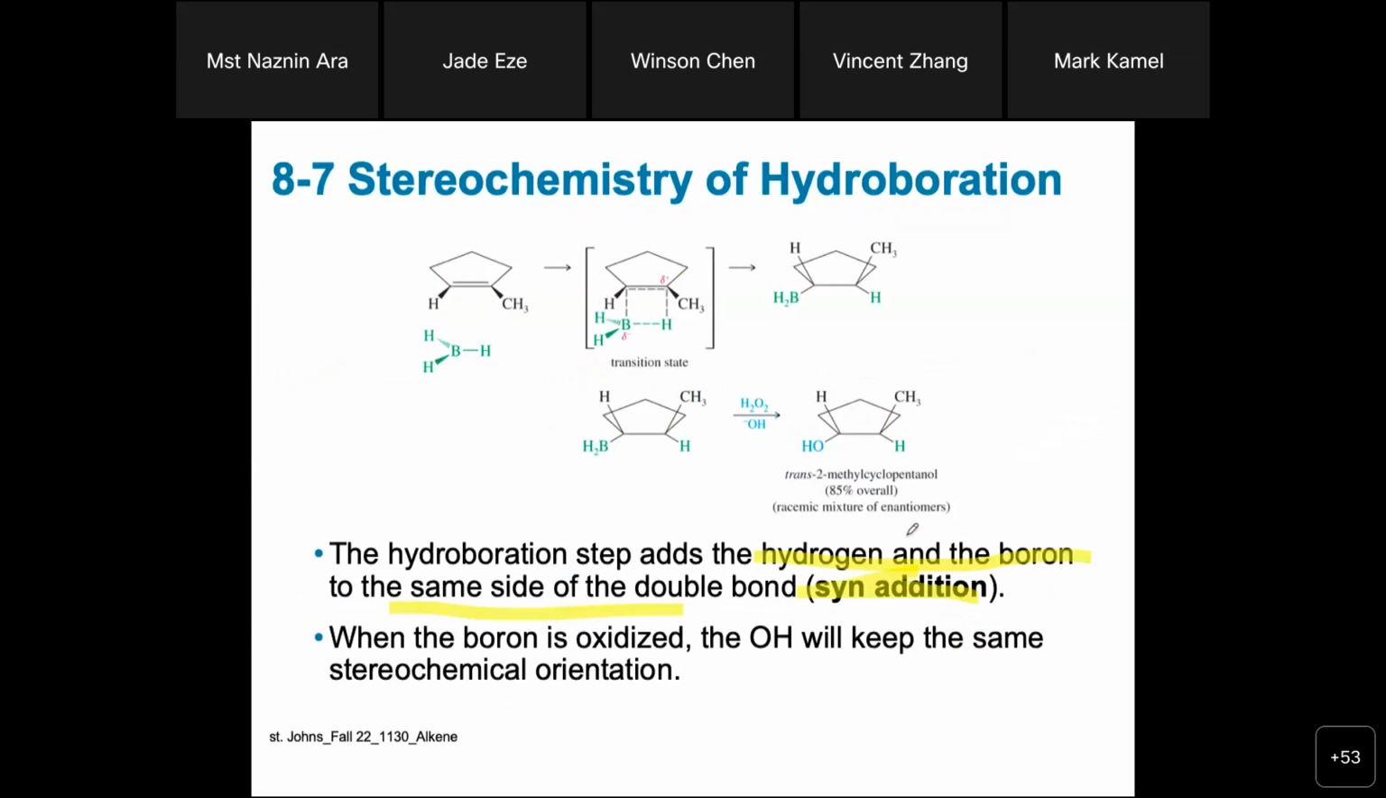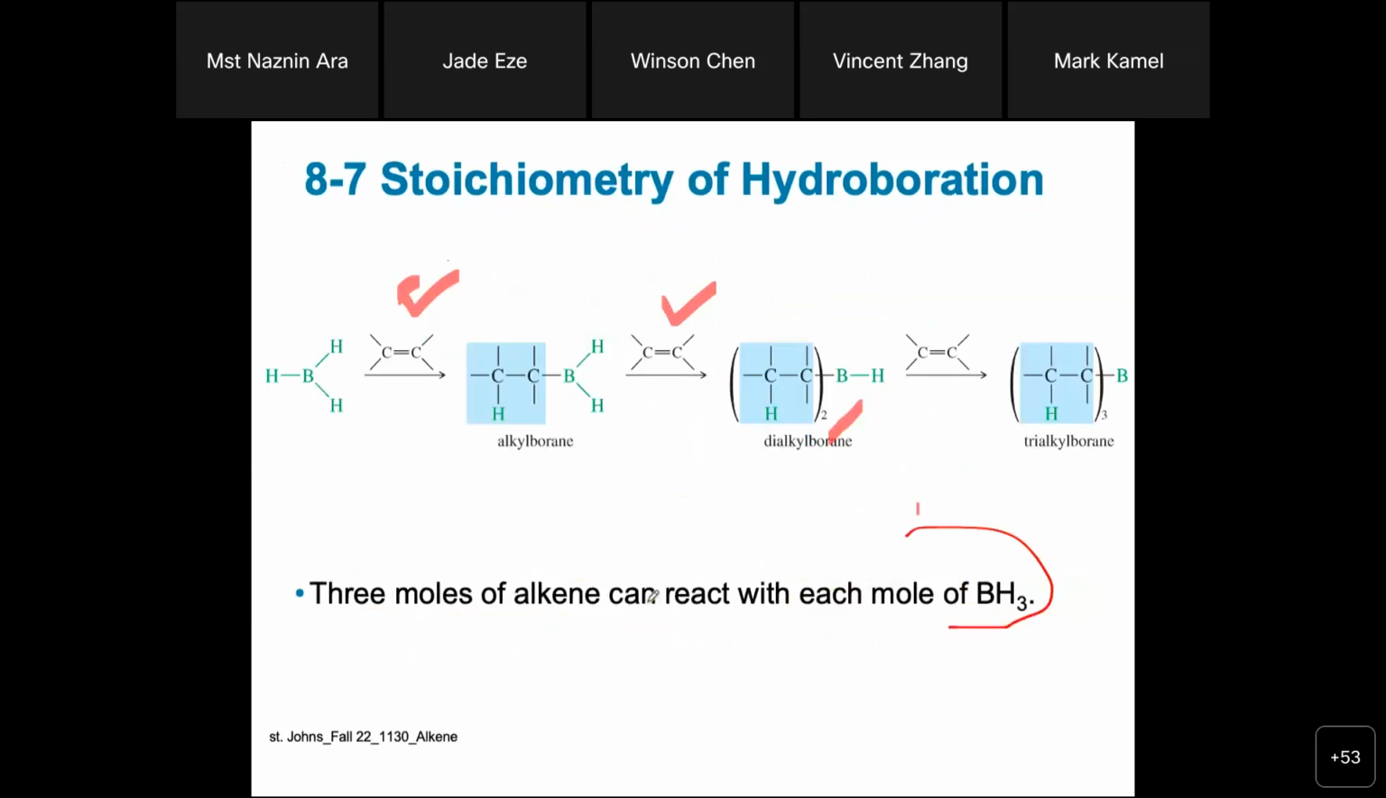Stereochemistry of hydroboration. Whatever we saw, this is our stereochemistry. If we have a chiral carbon, you will see the dash or wedges, and this is the transition state, and this is how it forms. So 85% is trans-2-methylcyclopentanol, and that means some will also be minor, and the racemic mixture. Racemic mixture of enantiomers, you know, correct? A mixture of both, but here the trans amount will be the highest percent because it follows the syn addition and also the anti-Markovnikov.